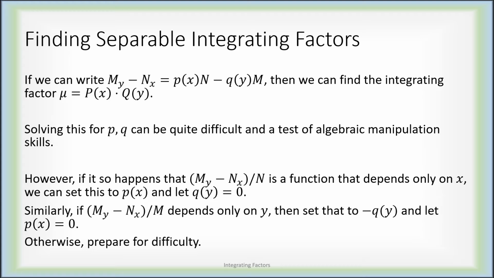If neither of these things works out, well then we're in for a challenge. Okay, but hopefully, if you compute M_y minus N_x, divide out by N, and what remains only depends on x, set that to be p of x and let q of y be 0, and then proceed. Or take m sub y minus n sub x, divide out by M, and if what results depends only on y, set that to be negative q of y, let p of x be 0, and proceed. And you really hope that one of these two things happens.